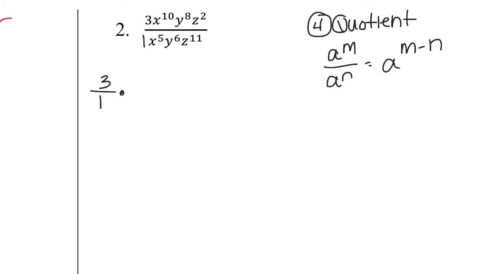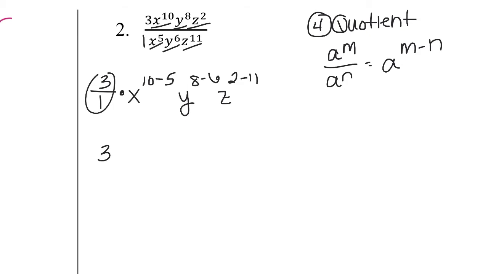Okay, now I see that there's an x on top and an x on the bottom. So we're going to subtract the numerator minus the denominator, so x to the 10 minus 5. There's a y top and bottom, so y to the 8 minus 6. And there's two z's, one on top, one on bottom. So 2 minus 11 in the exponent. So now let's simplify. Well, 3 over 1 makes 3. 10 minus 5 is x to the 5th. Y to the 8 minus 6 is 2. And 2 minus 11 makes negative 9.